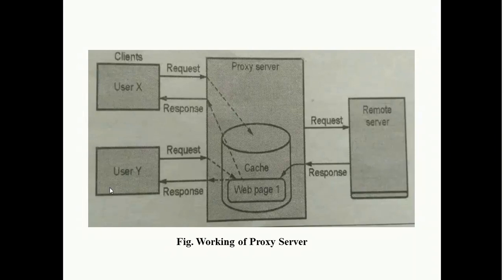Instead of forwarding the request to the web server where page 1 resides, which can be a time consuming operation, the proxy server simply returns the page 1 that is already fetched for user X. Since the proxy server is often in the same network as the user, this is a much faster operation.